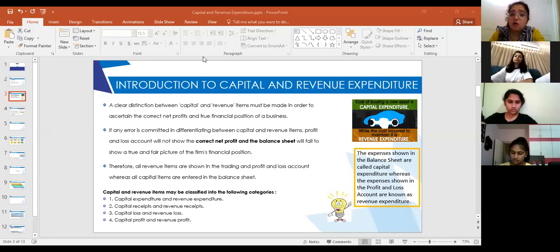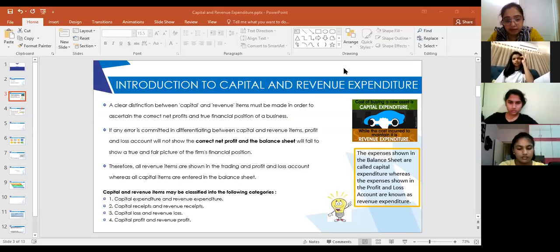Similarly, in the balance sheet, all assets need to be shown, and this acquisition of assets is done through which money? Through the capital. When we invest capital in the business, we are spending some money to buy the assets. This expenditure is nothing but the capital expenditure of the business. So all revenue items need to be shown in the profit and loss account and trading account, while all capital items need to be shown in the balance sheet. This is why we need to understand this chapter. The basic purpose is to differentiate between revenue items and capital items.